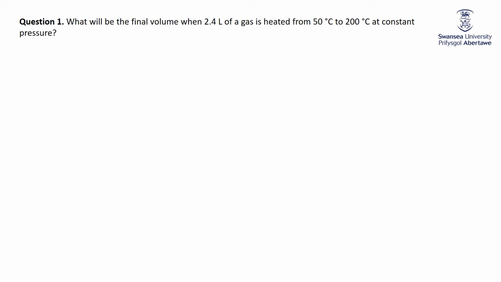So question 1, final volume, 2.4 liters of gas heated from blah, blah, blah. I don't believe in memorizing tons of formulas. I prefer that we think it through. So let's see what we've got here. We've got constant pressure, we're changing the temperature, and that will of course change the volume according to Charles' law. Charles' law says that when the temperature goes up, as it does here, 50 to 200, the volume will go up. So our final volume is going to be bigger than 2.4 litres.